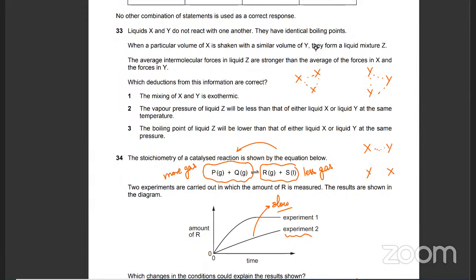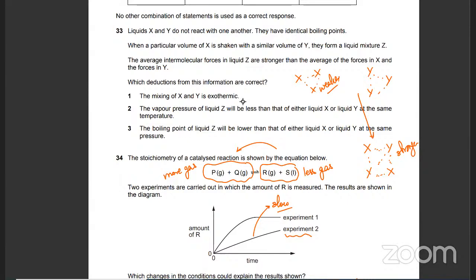And he says that they have stronger average attractive forces. The average intermolecular forces in Z are stronger. So over here you had weaker attractive forces, and now you have stronger when you mix them together. So what can be deduced from this? The mixing of X and Y is exothermic. Can you? I think it's endothermic.